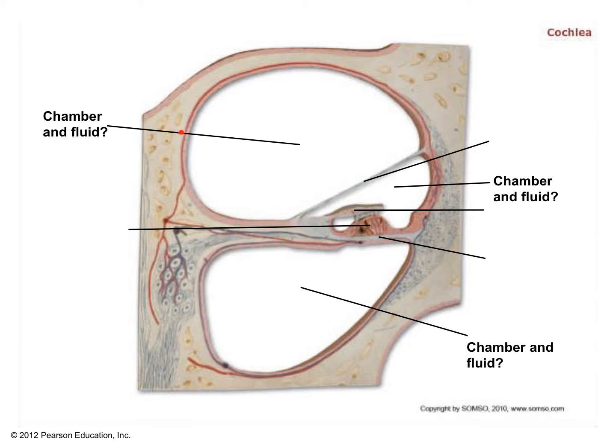All right, so this top line, we're pointing to this chamber on top. Got to know the name of the chamber. It's called scala vestibuli. So scala vestibuli, which is filled with the fluid known as perilymph.